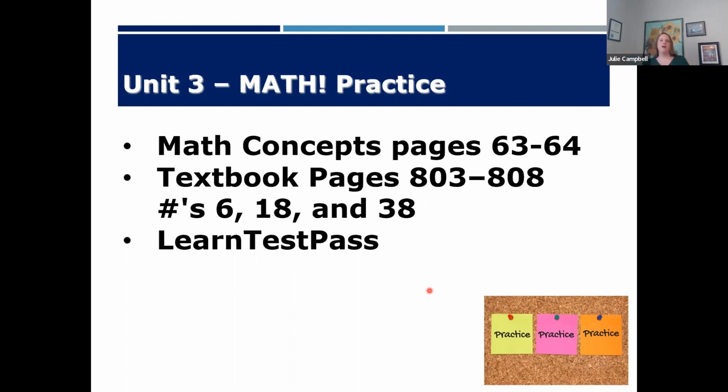Other practice I have for you guys, you see this textbook, pages 803 to 808. Those pages in the back of your book are additional math. There are 50 extra math problems on pages 803 to 808. And what I do each time that we have math, I go through those 50 problems and I pull out the numbers that relate to the math that we just did. So as part of your homework or study time this weekend, numbers 6, 18, and 38 starting on page 803 correspond to the math that we just did for Unit 3 math.